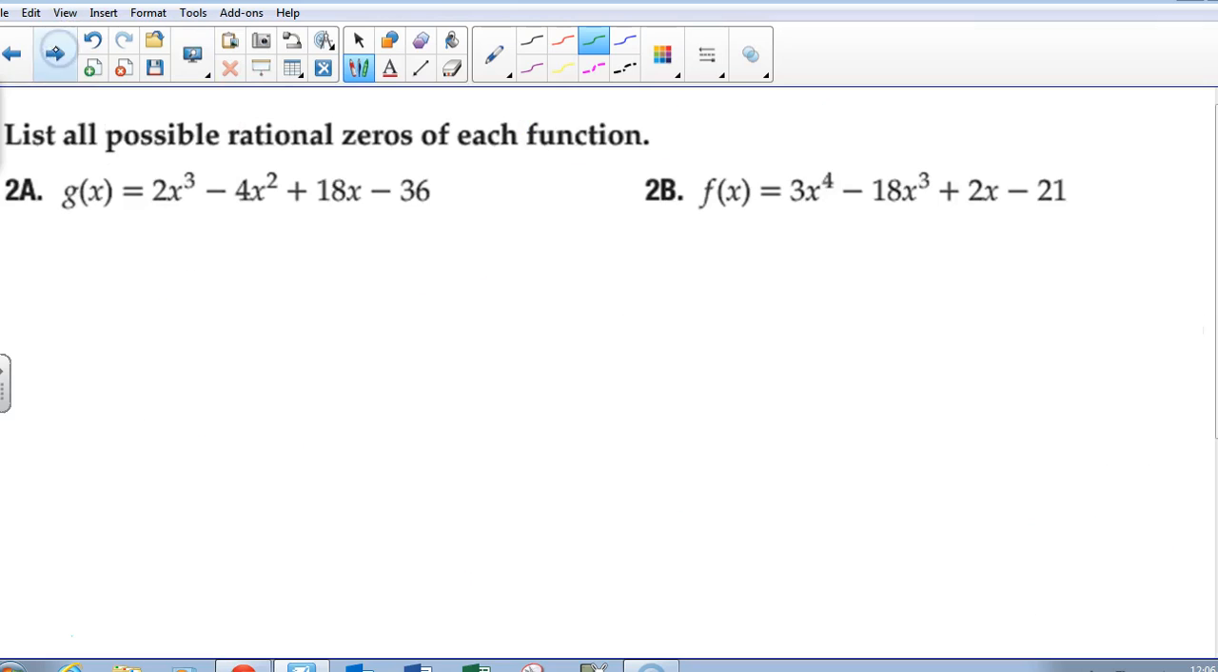All right. You do not have this, but you do have a question on the quiz that says find all the possible rational zeros. It doesn't mean they have to work, just list them. And how do you do that?